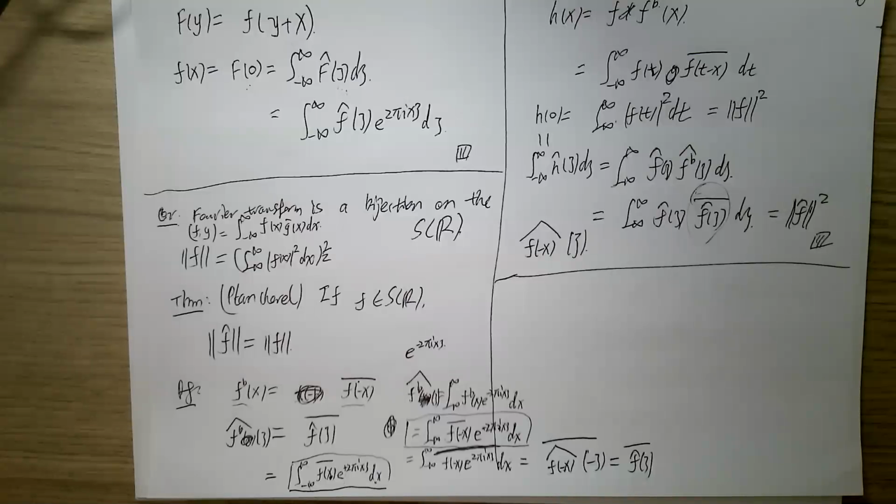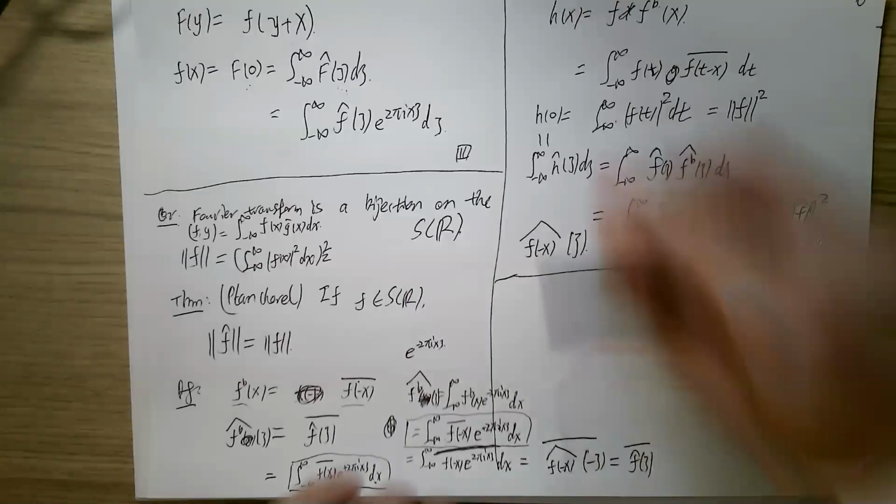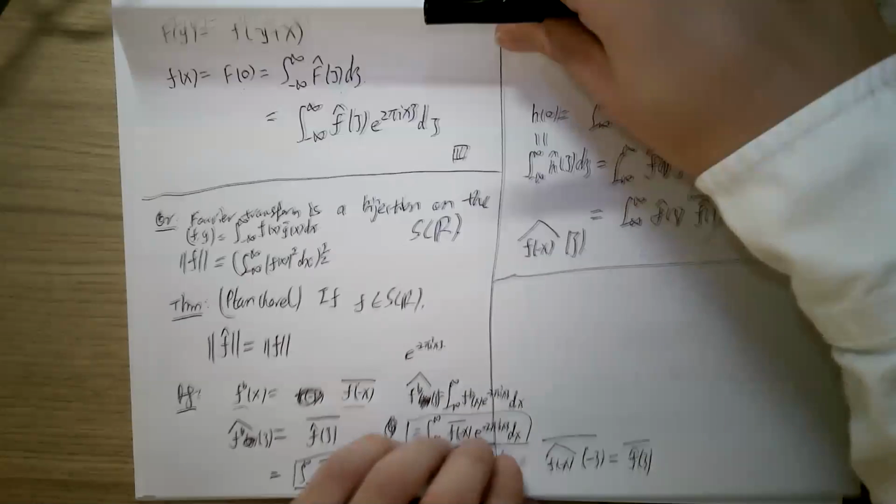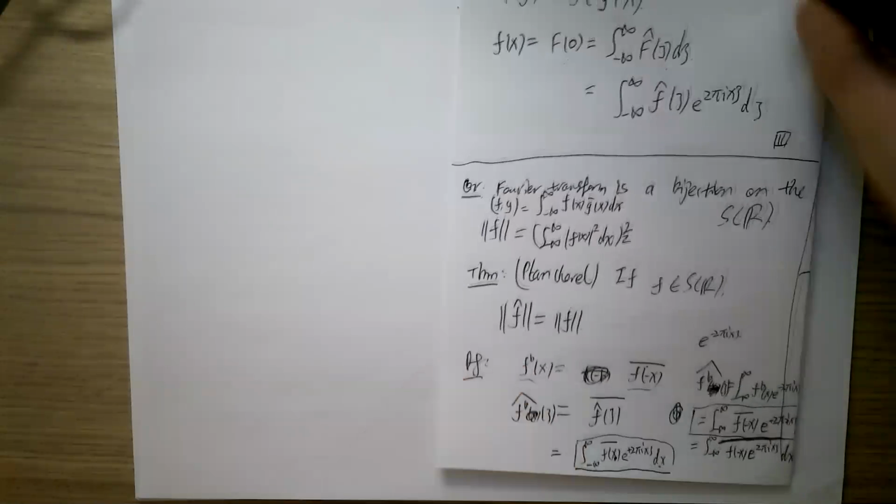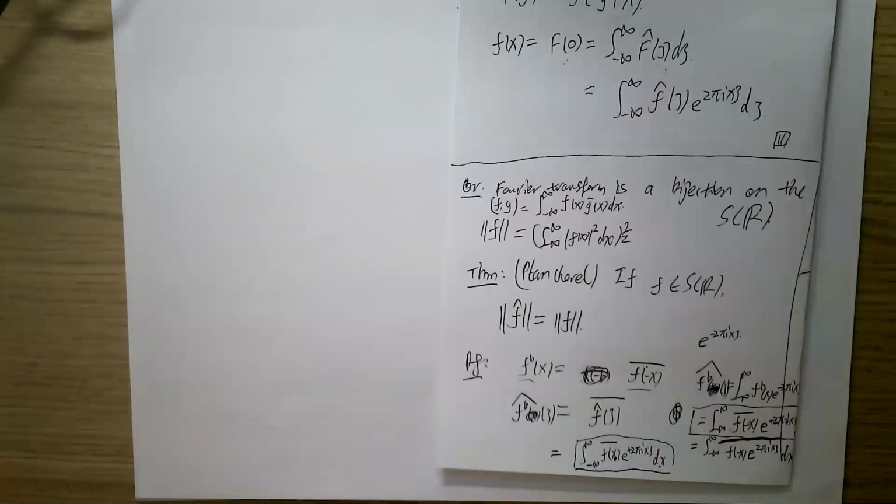Okay. Any other question? Okay, so this means that the norm of a function is equal to the norm of the Fourier transform, which is why I'm saying it's kind of like an isometry, okay?